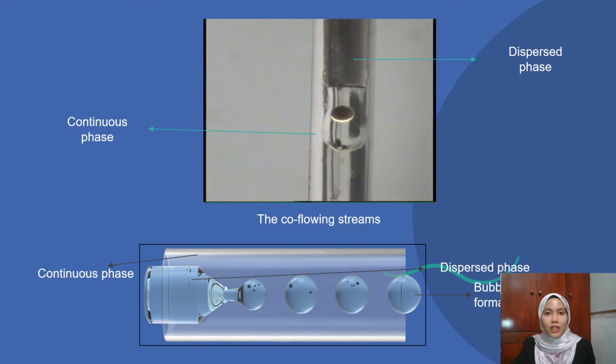This bubble is formed because of the pressure and the shearing force of the continuous phase stream that makes the liquid interface rupture, and from that the bubble is produced. The picture below is the co-flowing working system.